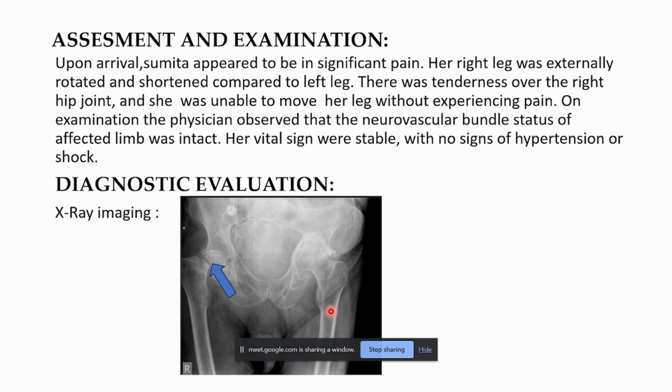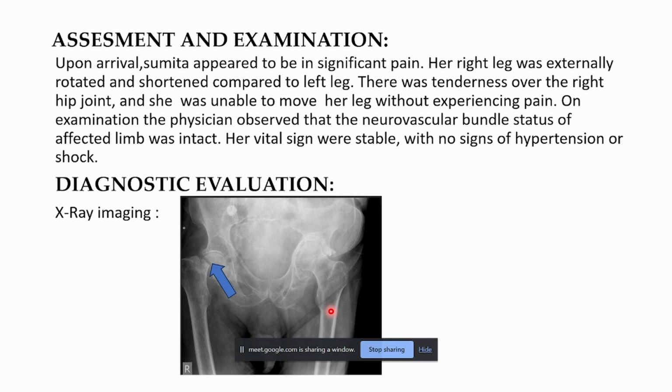Upon arrival, she appeared to be in significant pain. Her right leg was externally rotated and shortened compared to the left leg. There was tenderness over the right hip joint, and she was unable to move her leg without experiencing pain. On examination, the physician observed that the neurovascular bundle status of the affected limb was intact. Her vital signs were stable with no signs of hypertension or shock.